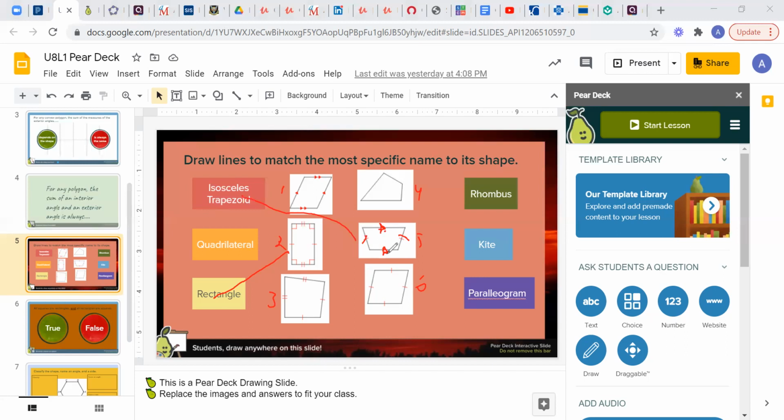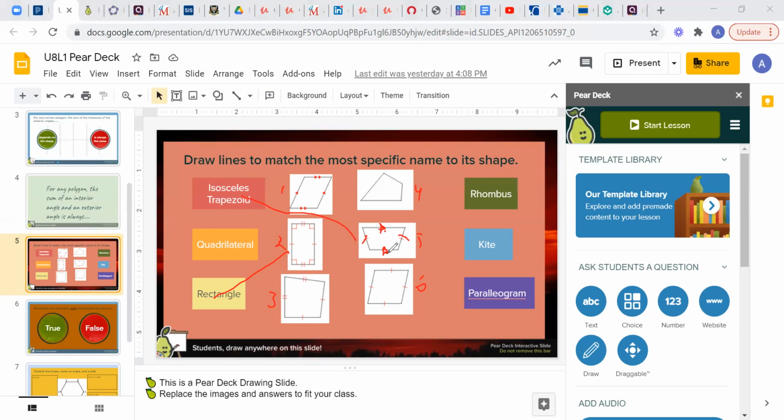We've already picked 2 and 5. So which of these is a parallelogram? Yesterday, we had a definition of parallelogram: a parallelogram is a quadrilateral in which the opposite sides are parallel. So which of these figures shows that two opposite sides are always parallel?